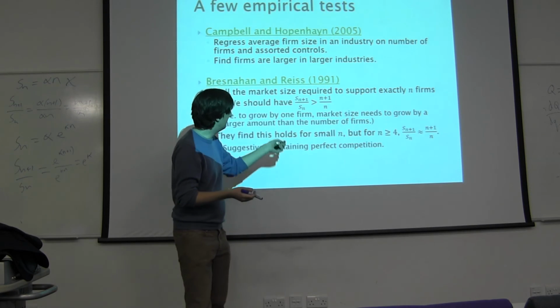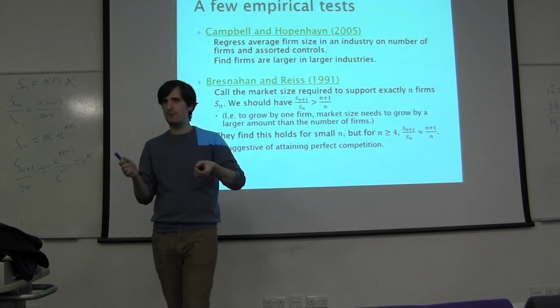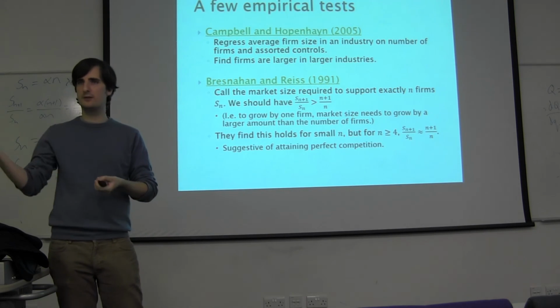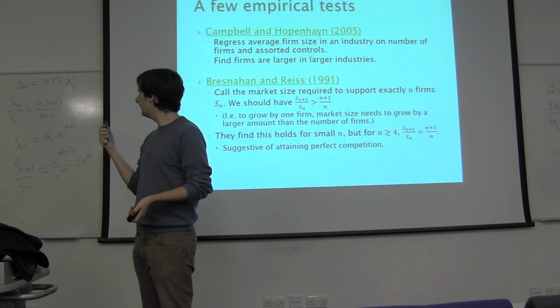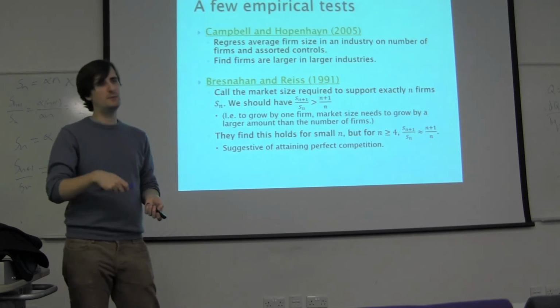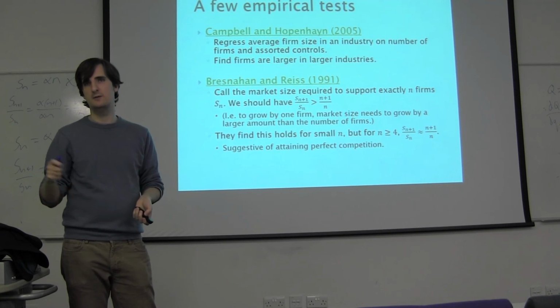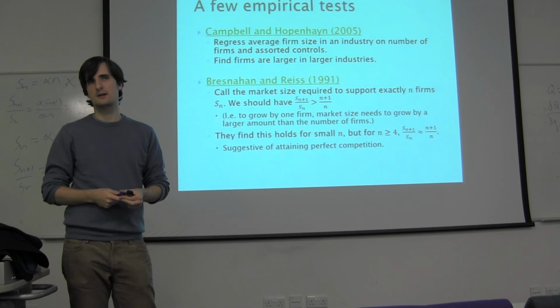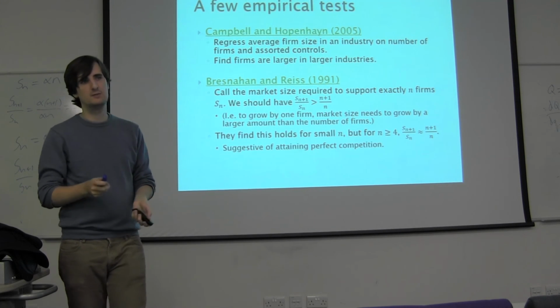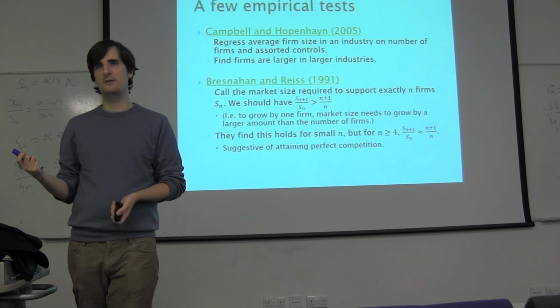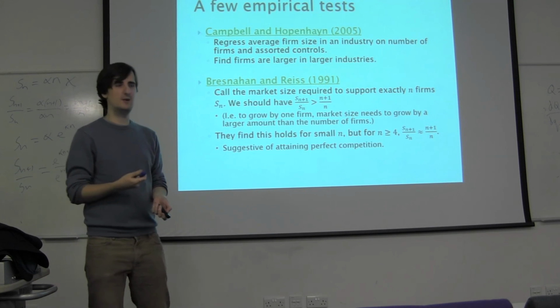Okay, so the Cournot prediction only seems to work when there are few firms. When there are lots of firms, it looks like the size of the market you need to support that number of firms grows proportional to the number of firms. Okay, so Cournot competition seems to do well when there are few firms, not very well when there are lots of firms. Okay, so what might be going on?